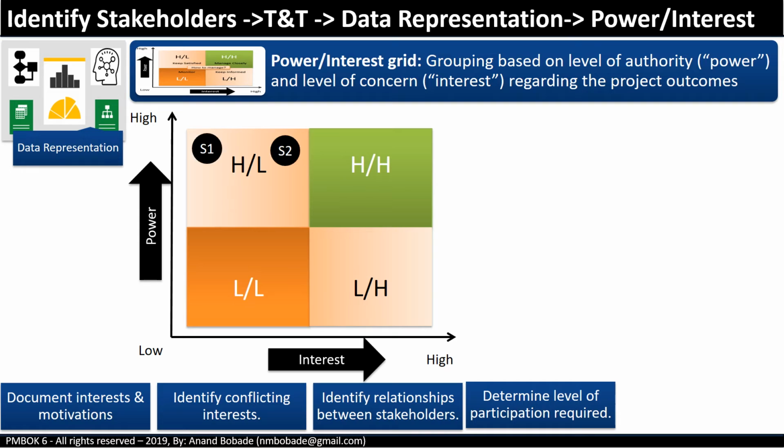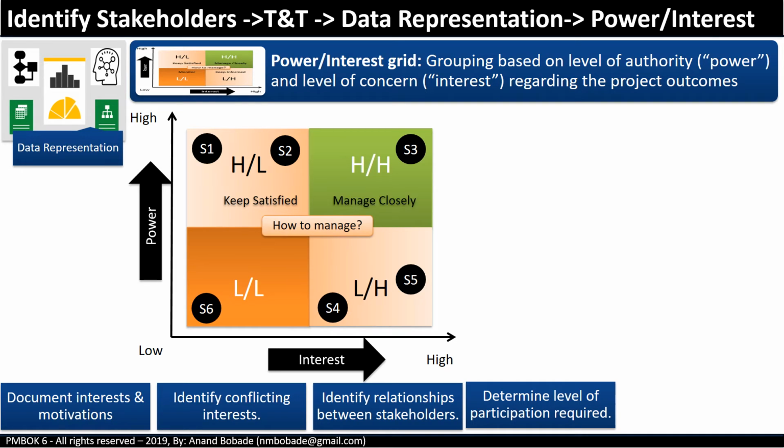Stakeholders are plotted on the grid. Based upon their position on the grid, a strategy will be developed to manage these stakeholders. So how will you manage these stakeholders? Stakeholders with high power, low interest are kept satisfied. Stakeholders with high power and high interest are managed closely. Stakeholders with low power and low interest are monitored, and stakeholders with low power and high interest are kept informed.